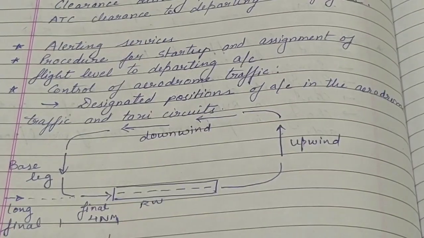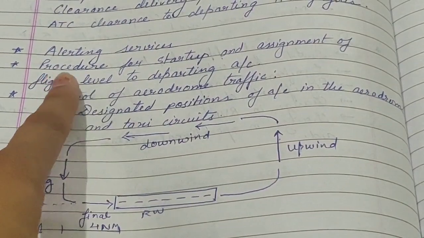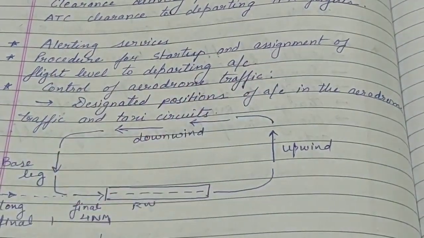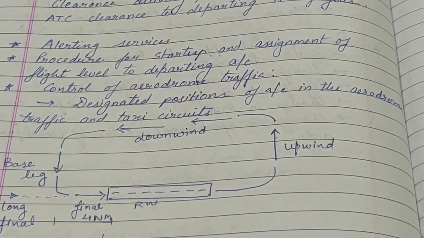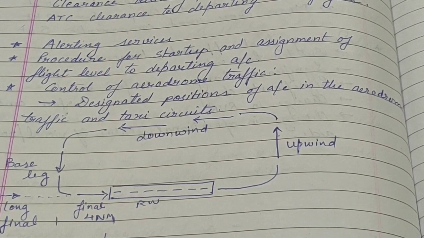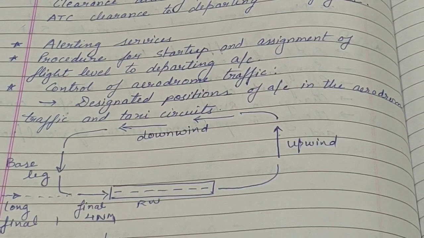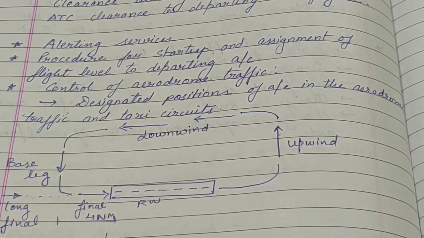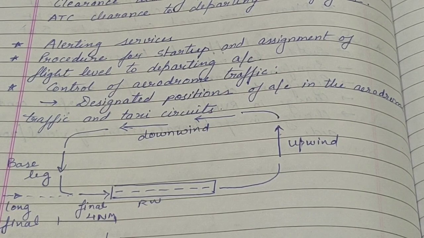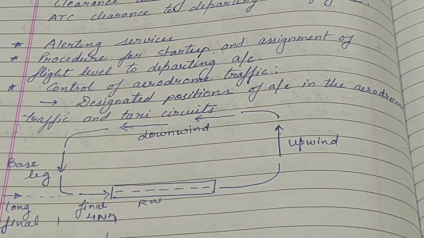Now coming to the next topic, which is the procedure for startup and assignment of flight level to the departing aircraft. In case of departure, again, a very basic thing is there that you can do with common sense only. The aerodrome control services will be providing you information and certain instructions regarding your takeoff and landing, and that you have to maintain certain minimum separation between the preceding aircraft.